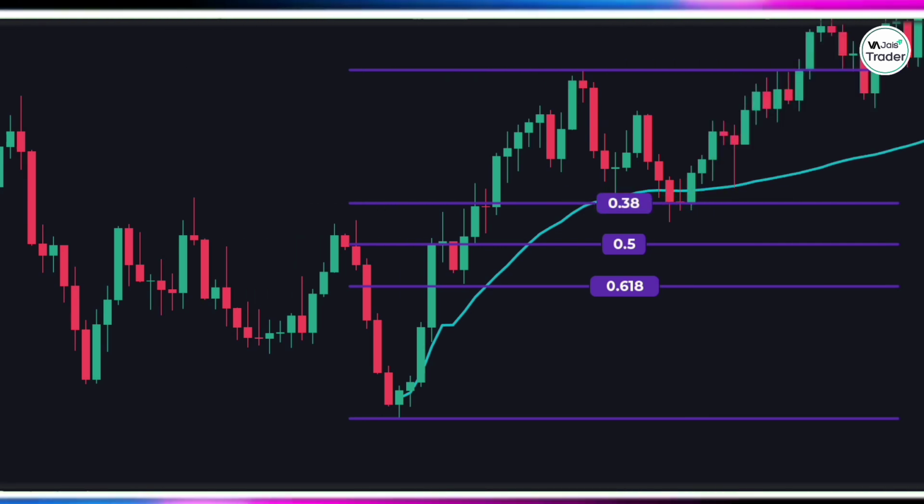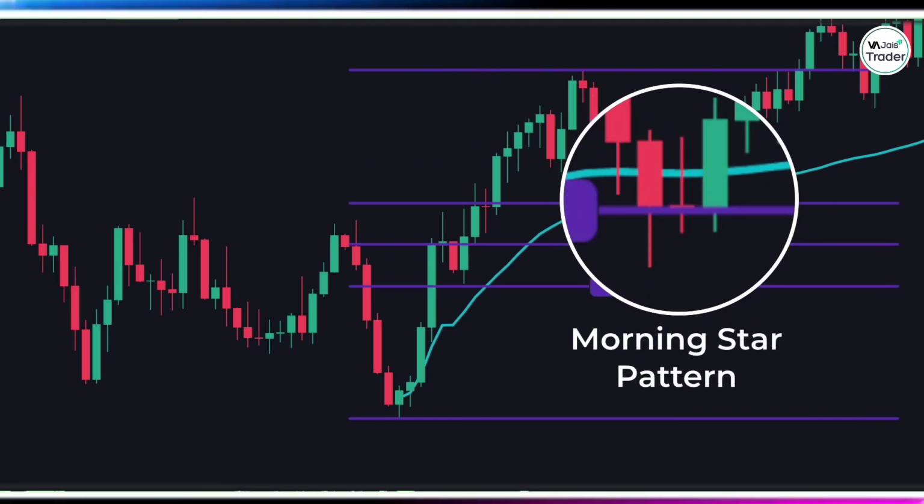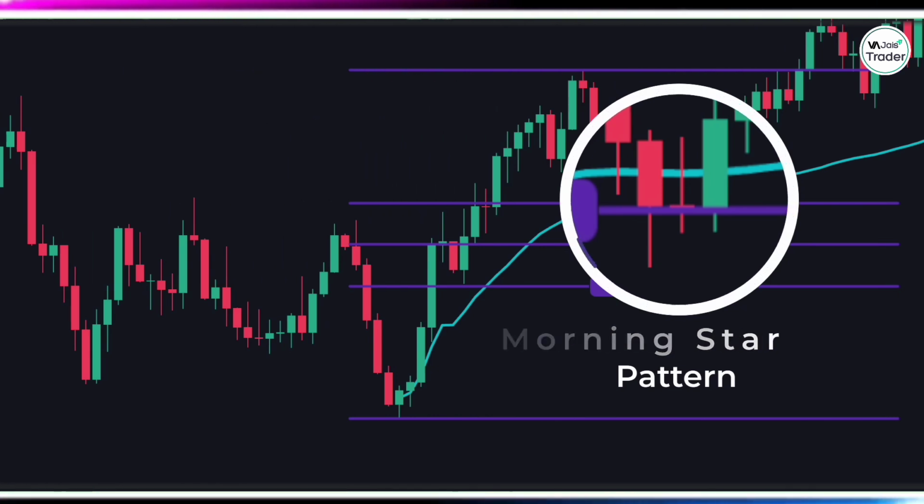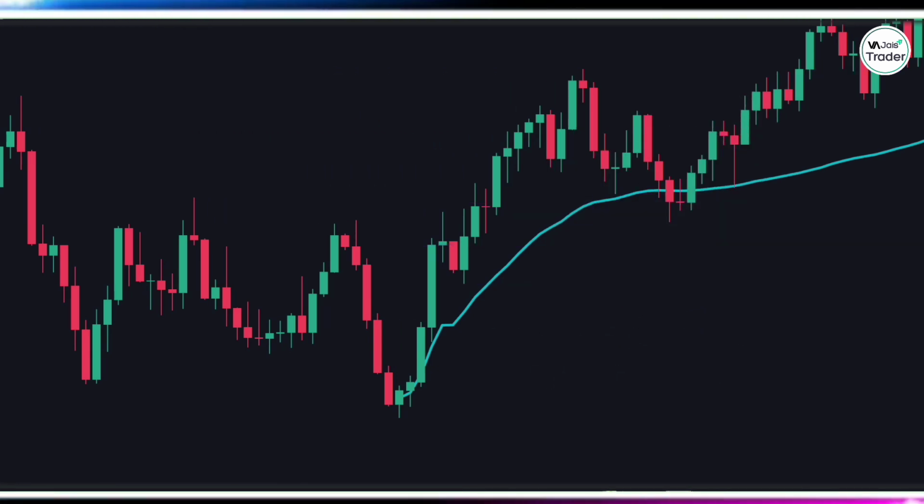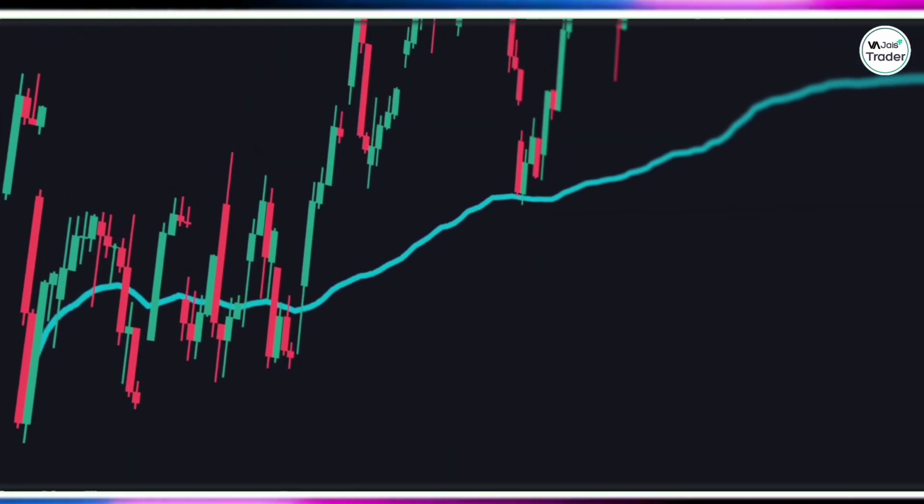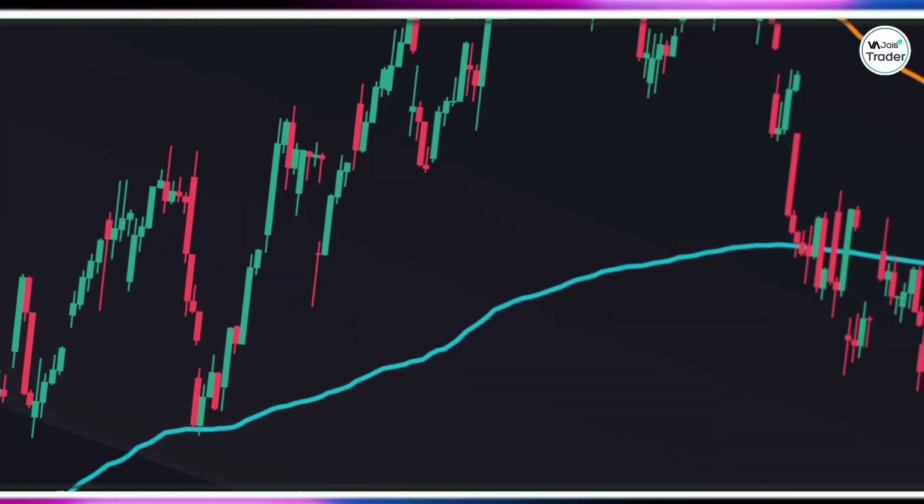As you can see, the price found support at the exact price level. We also have a morning star pattern, which also indicates a bullish reversal. Hence, it was a high probability trade. As you can see, this trade would have resulted in profits. Now, let's discuss the last strategy before we wrap up this video.